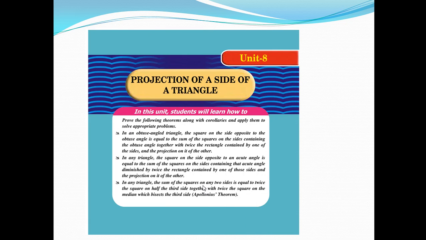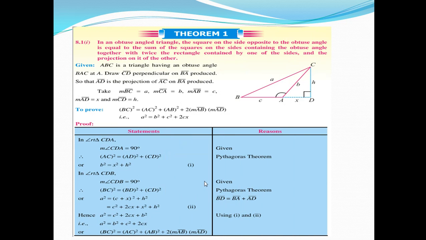Chapter number 8, projection of a side of the triangle. Theorem number 1. In an obtuse angle triangle, the square on the side opposite to the obtuse angle is equal to the sum of the squares on the sides containing the obtuse angle together with twice the rectangle contained by one of the sides and the projection on it of the other.